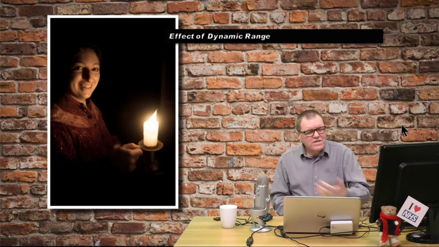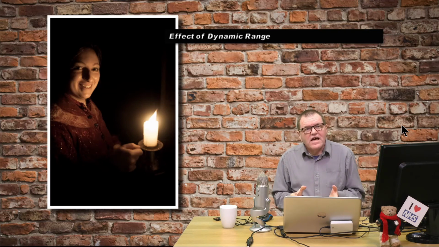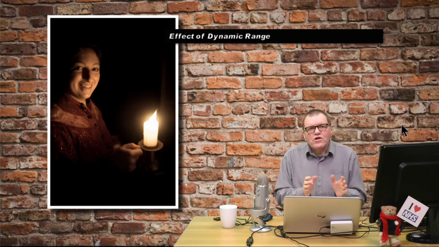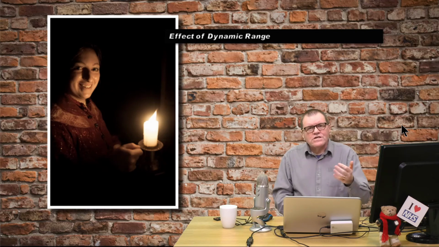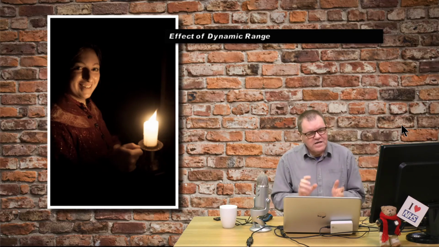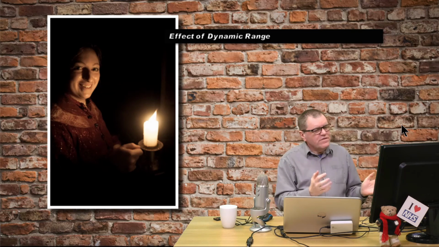The candle that she's holding, on the other hand, is recorded as pure white. There's no detail in there. I could see the detail, the human eye could see it, but because it's outside the range of stops that the camera can record, it's come through as pure white. So that is what happens with dynamic range. Right, that's a very brief overview of dynamic range.